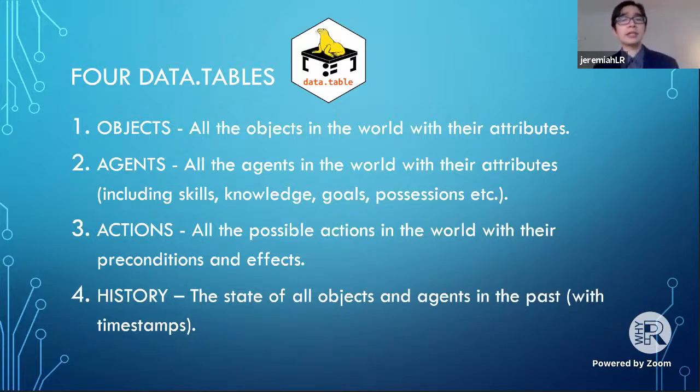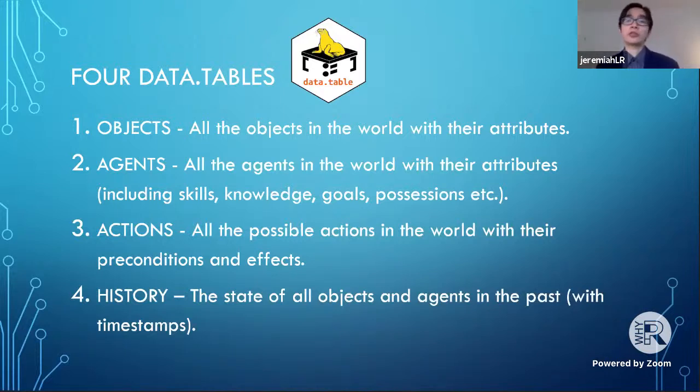agents in the world and their attributes, okay? And by attributes of agents, I mean things like skills, knowledge, goals, possessions, what have you, depending on your simulation. Also a data table for all the possible actions that agents can choose from in your model. And last but not least, a data table for the whole history of your model.